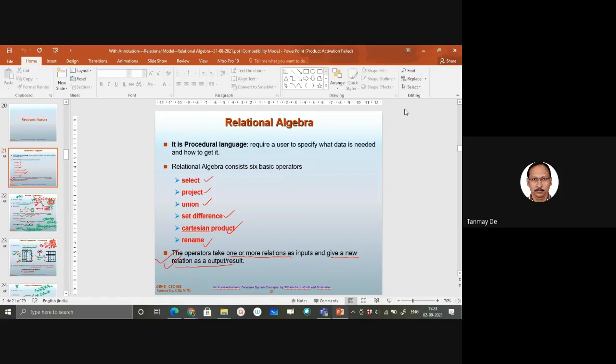In our last class, we already discussed some of the fundamental operations in relational algebra. These basic operations are select, project, union, and set difference, discussed in our last class. Now we want to discuss the next operations, that is the Cartesian product and rename operation.